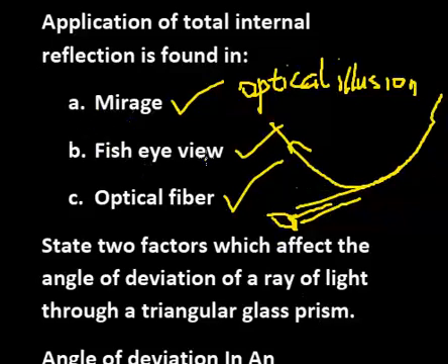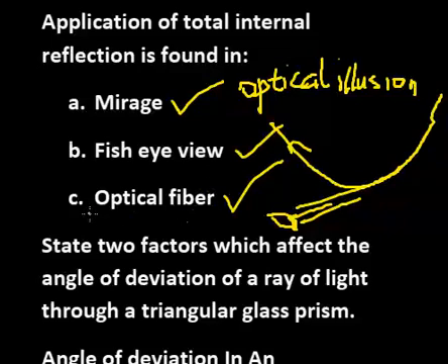Then, of course, let's discuss the fish eye view. A fish has the ability to see almost a wide distance above the water surface. The fish is that sharp to see everything. The reason is that the rays of light from the eyes of the fish, once they reach the surface of the water, are totally internally reflected. Because of that total internal reflection, the rays expand at the surface, giving it a wider eye view.